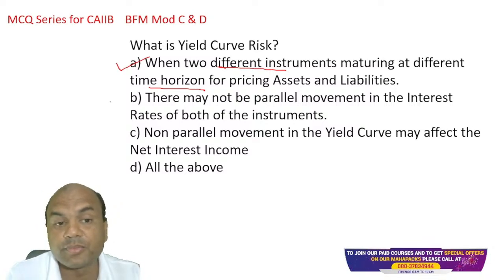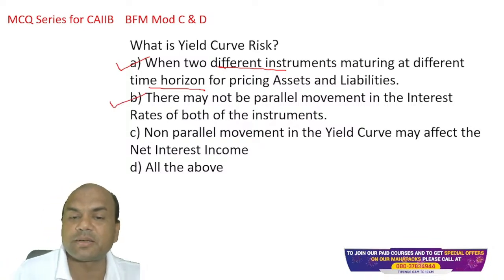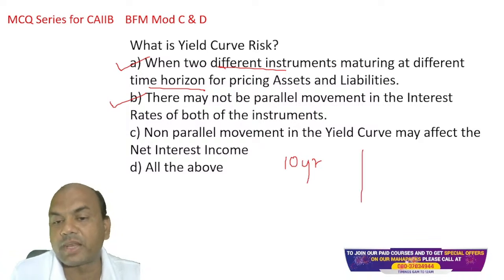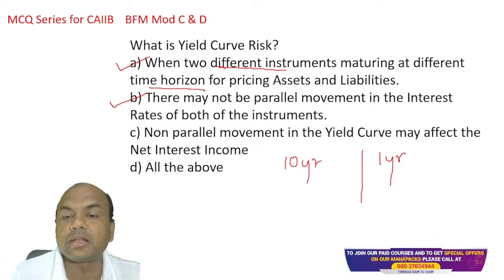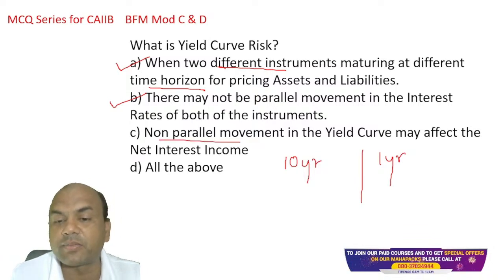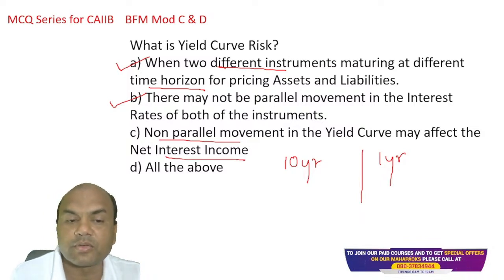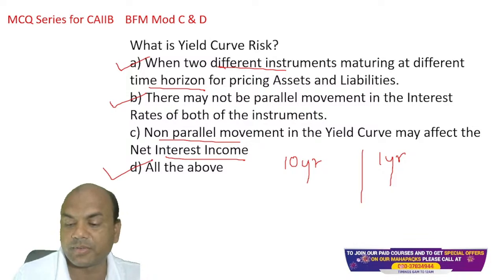There may not be parallel movement in the interest rate of both the instruments. That is also true. See here, example: a 10 years bond will change in a different proportion, whereas a 1 year bond will change in a different proportion. Non-parallel movement in the yield curve may affect the NII. So that's also true. Non-parallel movement means this is changing differently, this is changing differently, so net interest income will be affected. So the answer is all of the above.